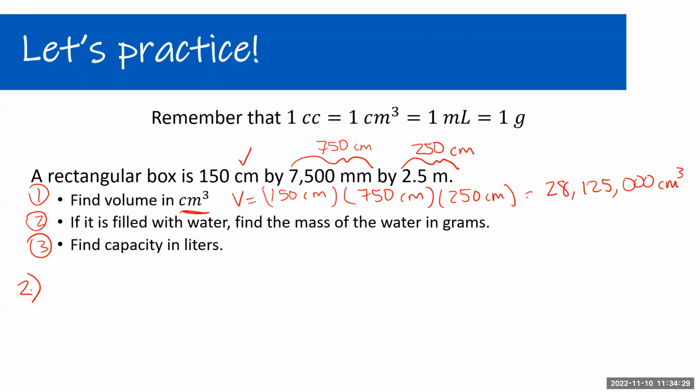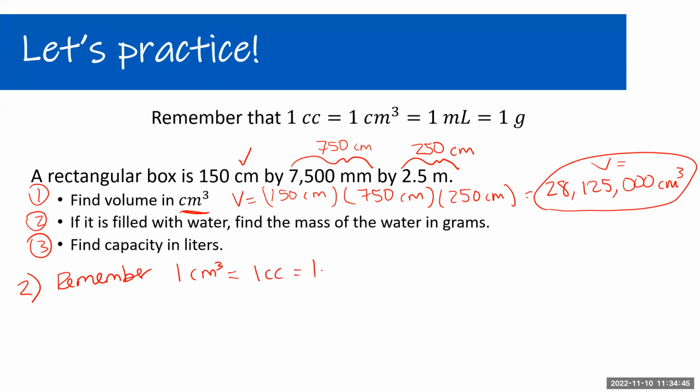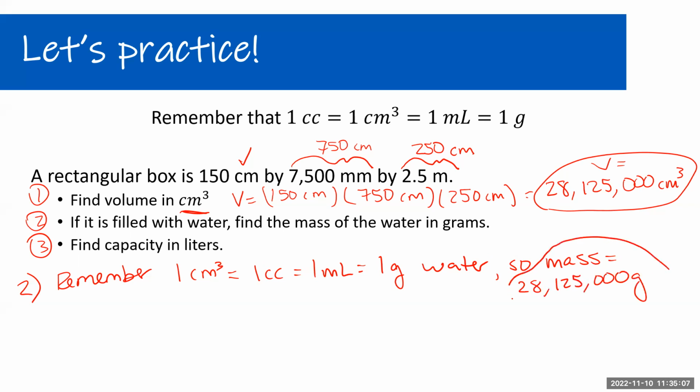So number 2, this is our volume. If it's filled with water, what is the mass of the water in grams? Well, remember that 1 centimeters cubed equals 1 cc equals 1 milliliter equals 1 gram of water. So that means that we have this number of grams. So our mass is identical, just in grams. 28,125,000 grams. Okay.